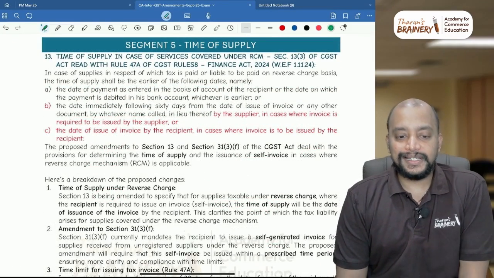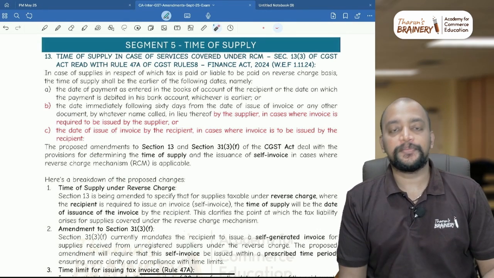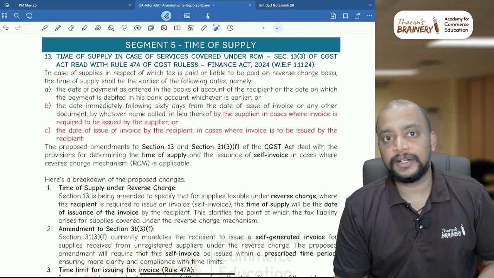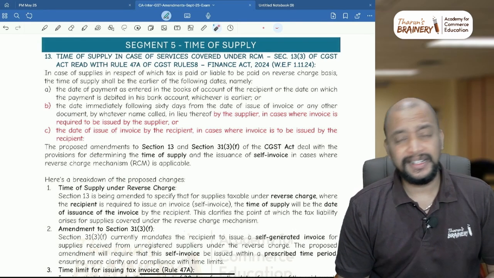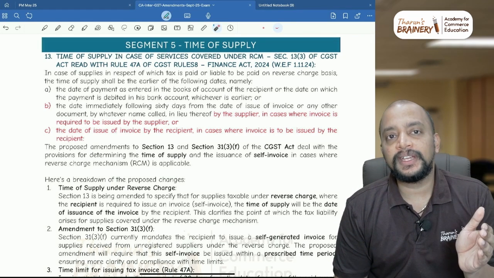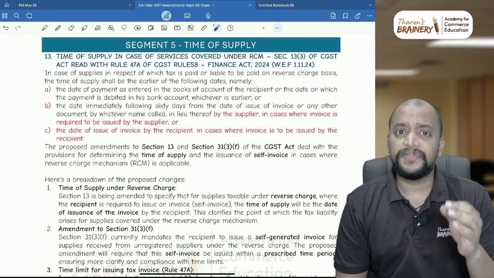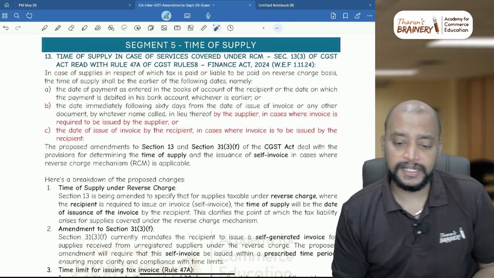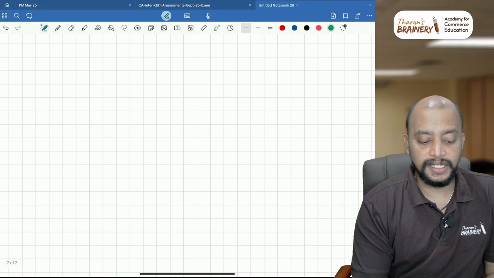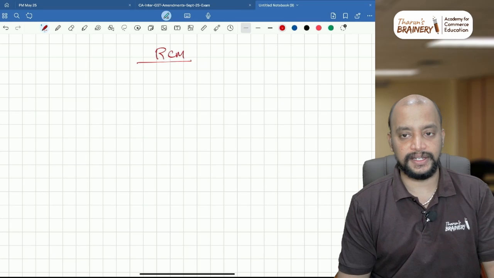Now we are moving on to the next amendment, that is time of supply in case of services covered under RCM. So what will be taken as time of supply in case of service under RCM? There are a few notable points you need to understand. Generally in case of RCM, who will be giving invoice to whom? Supplier will be giving invoice to recipient, or recipient will be giving invoice to supplier. Generally, if the supplier is registered, supplier only will give invoice. I am discussing this in the context of RCM, keep in mind.